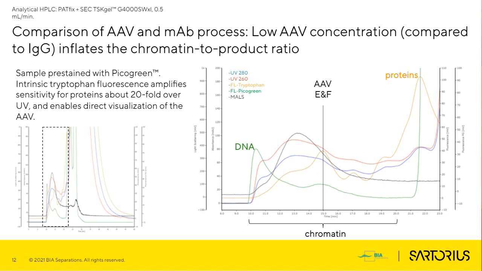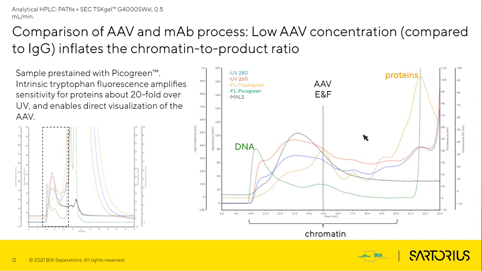So suddenly, harvests contain much lower quantities of our desired product, partially because AAV is a very complex structure that contains a lot of different proteins as well as a genome inside. Its creation within the cell is a lot more complex, and titers are much lower. Now, this lower AAV concentration compared to the previous product, which I showed you, inflates the chromatin to product ratio.